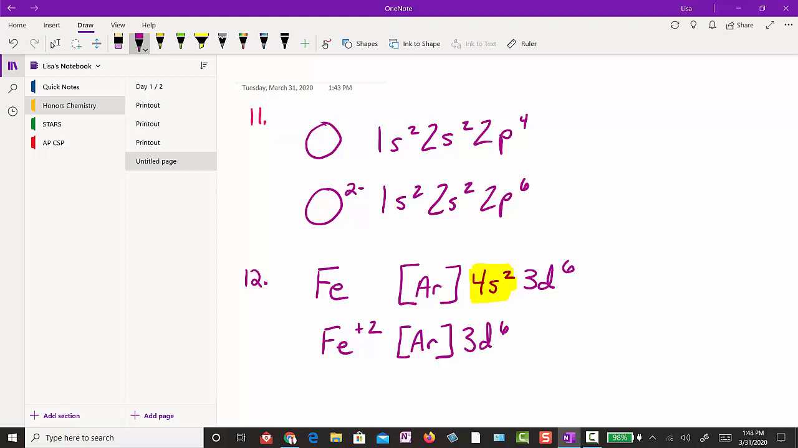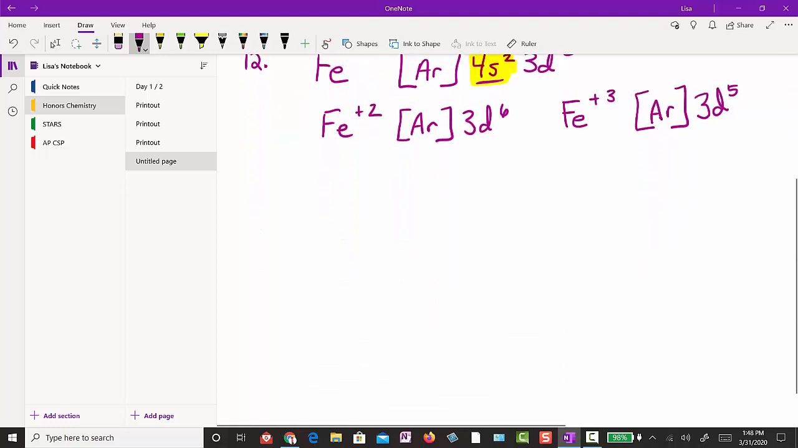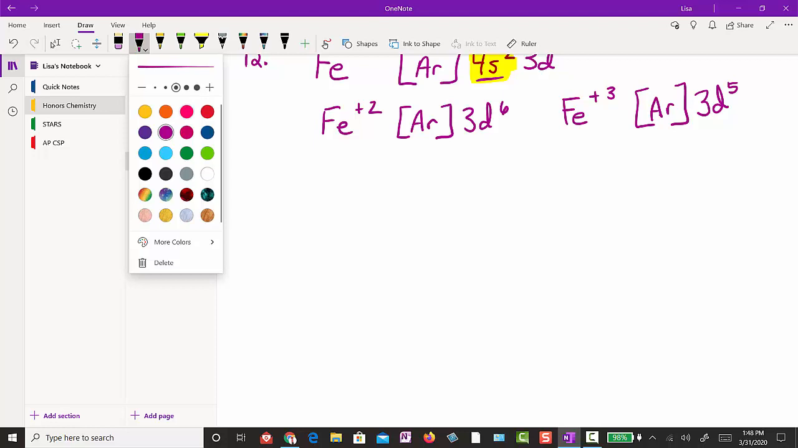Now, if you remember from our ion sheet, iron also forms a +3 ion. So if we were looking at the +3, it's going to lose the 2 4s's and then 1 of the 3d's. So that would be the configuration for a positive iron ion. That's kind of how that goes. So let's take a look at another one then.